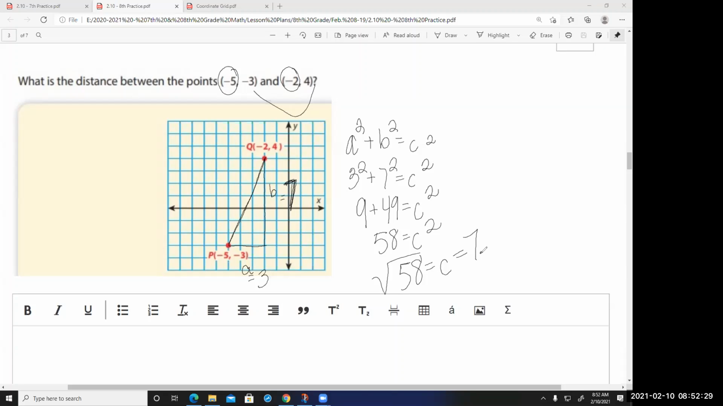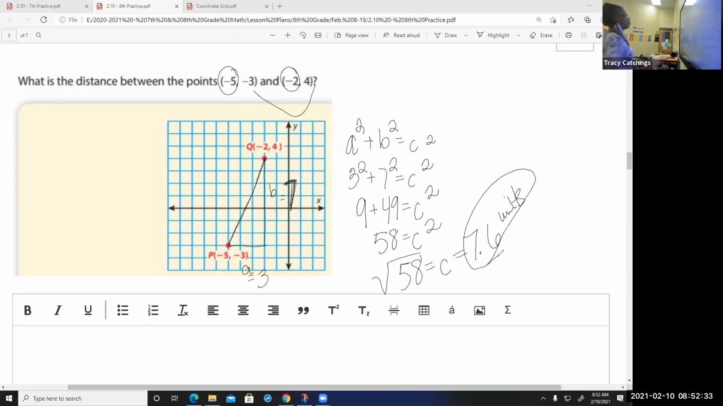7.6. We'll say it's about 7.6 units. Try your best not to cut off those decimals. At least give it 1 or 2, or just leave it as the square root if it's not a whole number. But try not to cut it off. Try not to round, especially if they don't tell us to. Any questions about it? Anyone still need anything?